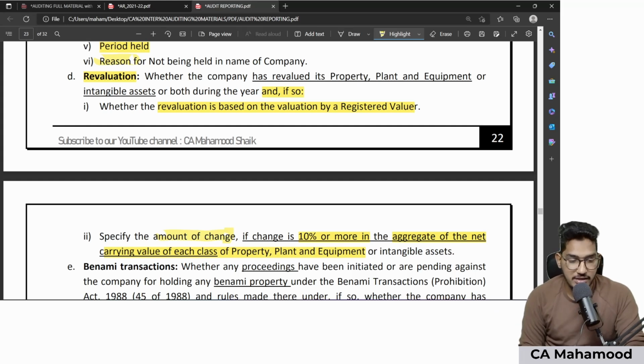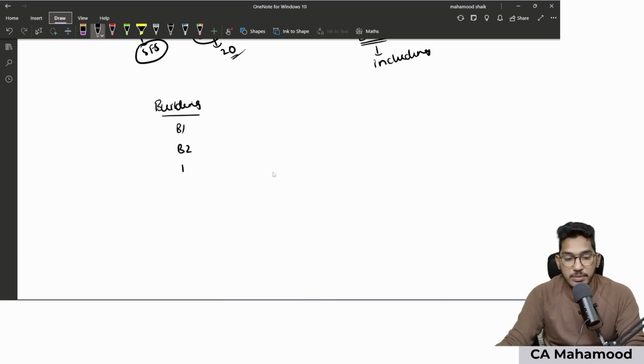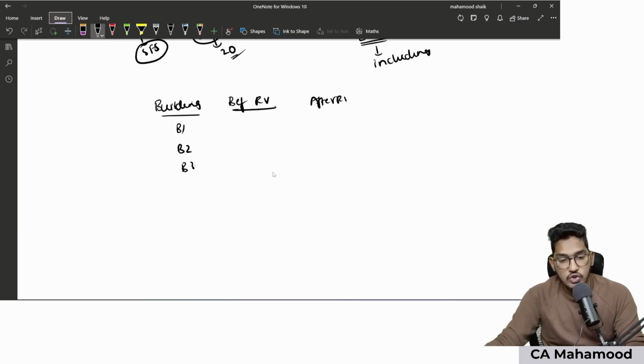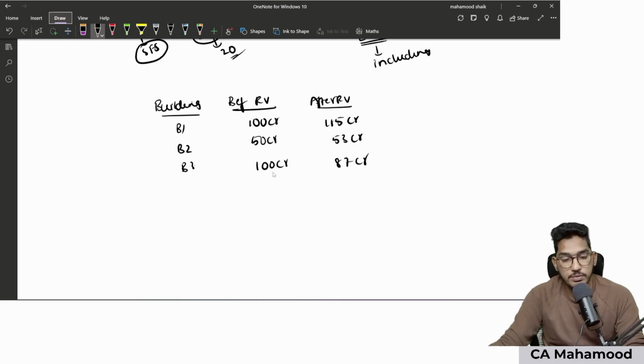So what I mean here is, I will give you one best example to make you understand, very, very important. Assume the company is having some buildings under the buildings category. 3 buildings are there. Building 1, building 2, building 3. I will give you values before revaluation. I will give you values after revaluation. So before revaluation, building 1 is having a value of 100 crore rupees. It was revalued to 115 crores. Building 2 is having a value of 50 crore rupees. It was revalued to 53 crores. Building 3 is having a value of 100 crore rupees. It was revalued to 87 crore rupees.